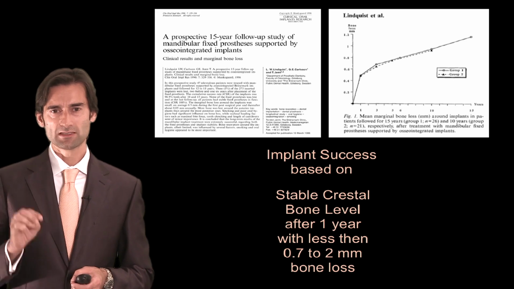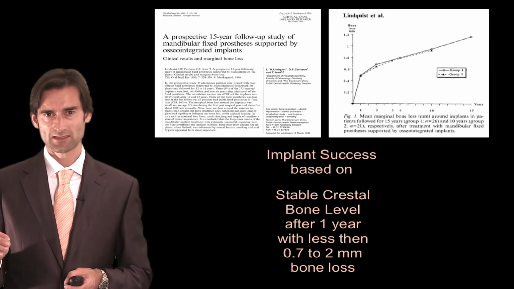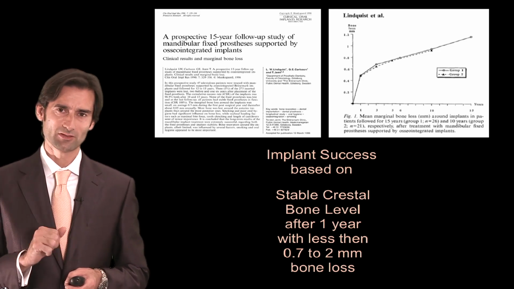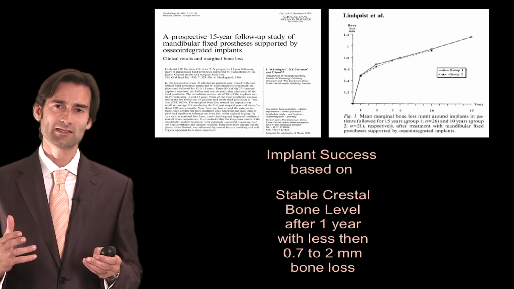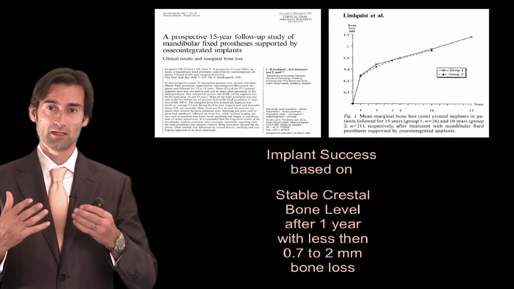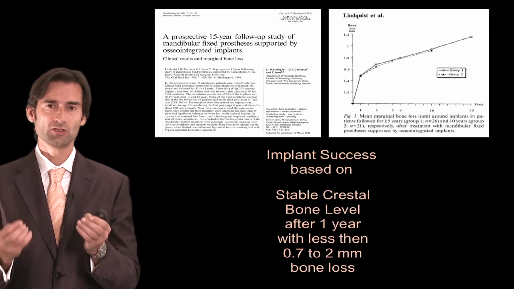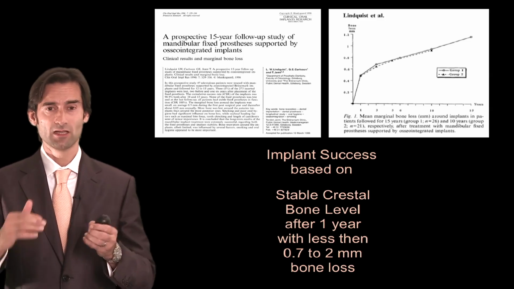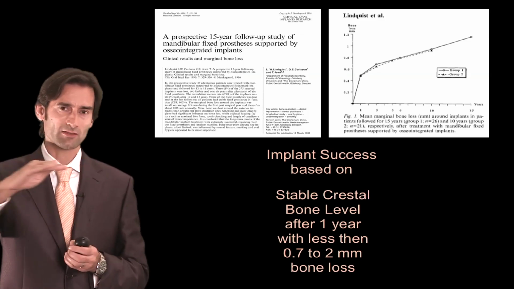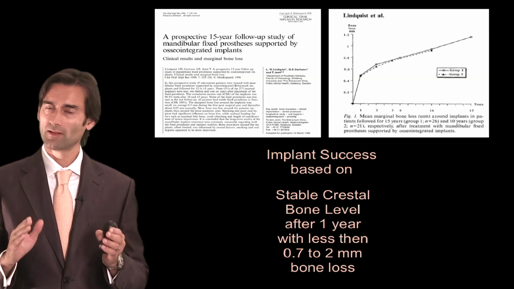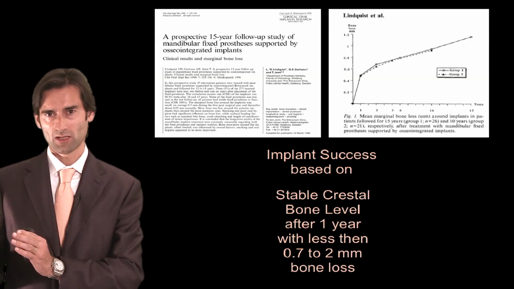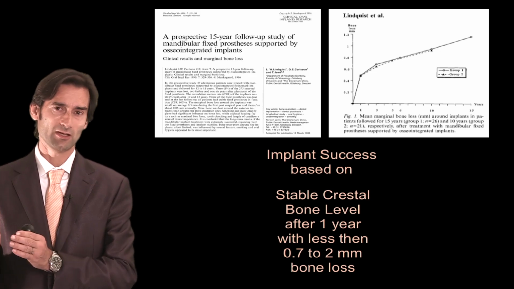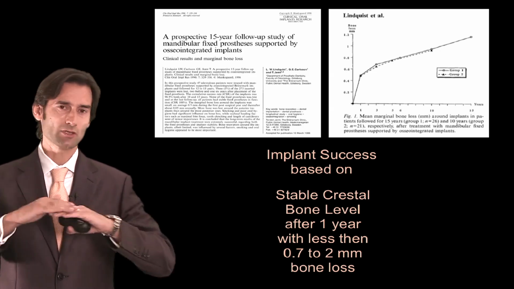And what you can see is that the implant soft tissue success is really based on stable crestal bone levels. So when you choose your implant design, when you choose your implant system, make sure that you choose an implant design and system which really has documentation that it can preserve that crestal bone. So a maximum of 2 millimeters of bone loss is acceptable from a clinical success standpoint in the first year. And then after that, it basically should be stable.